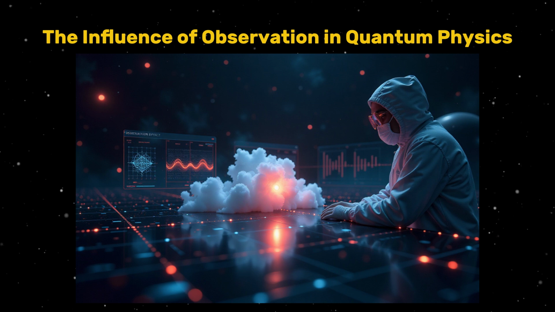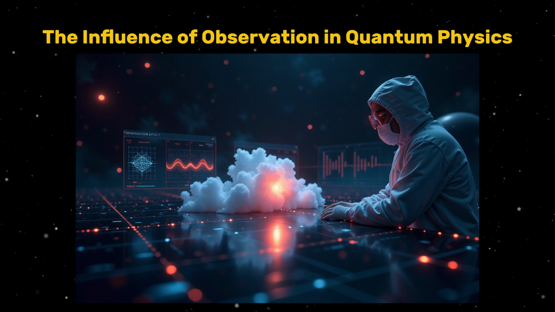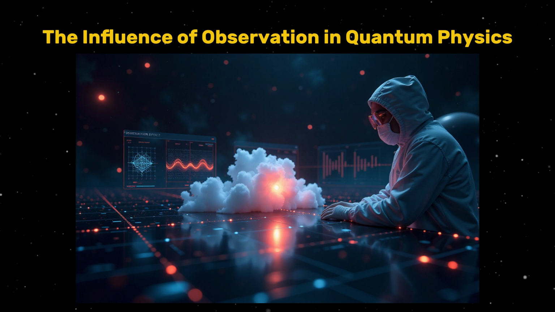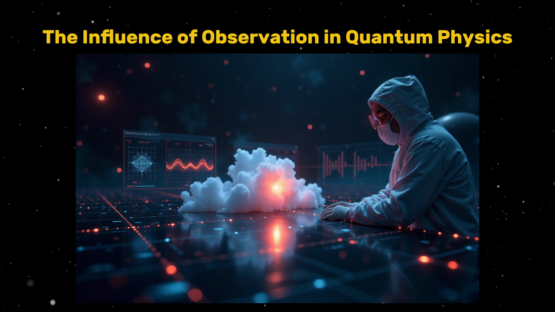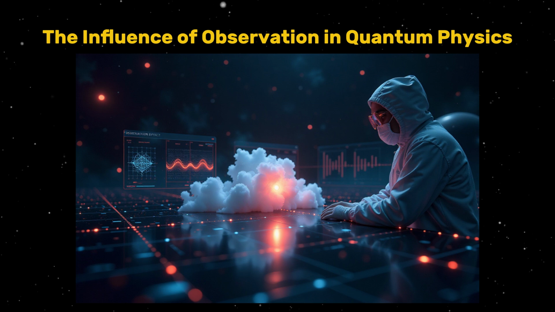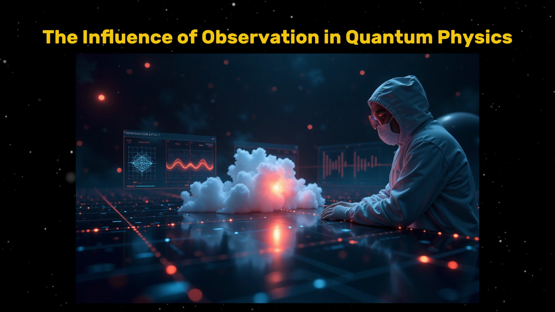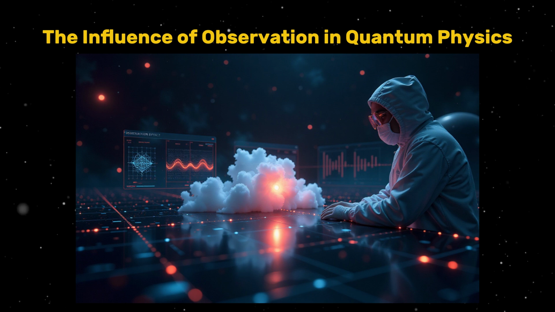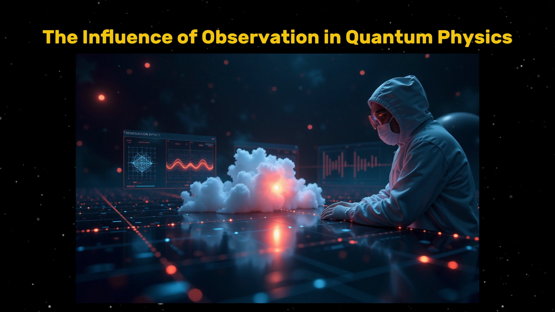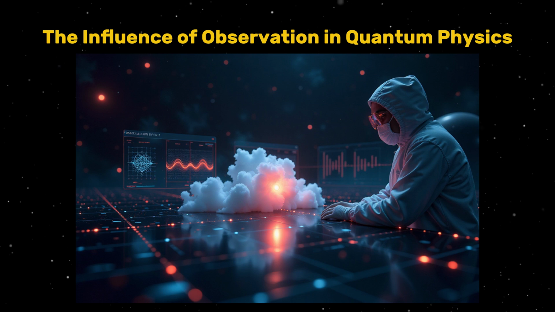This implies that observation doesn't simply reveal the current state of a quantum entity, it plays a role in determining that state. A legendary demonstration of this principle is the double-slit experiment, a foundational concept in quantum mechanics. Picture a barrier with two openings, behind which stands a detection screen. When electrons are fired at the barrier without monitoring which slit they pass through, they behave like waves, creating an interference pattern, suggesting that each electron travels through both slits simultaneously and interferes with itself.